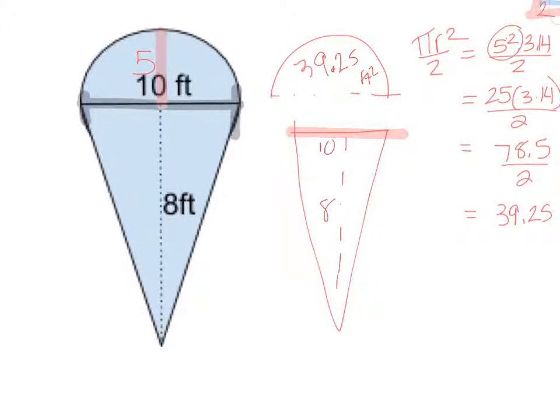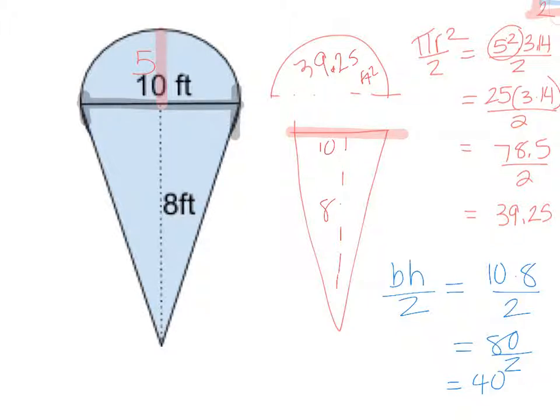When I'm calculating the area of a triangle, I do base times height divided by 2. The base is 10, the height is 8. 10 times 8 is 80. 80 divided by 2 is 40. So the area of the triangle is 40 square inches, or square feet, sorry. That means the area of both together is going to be 39.25 plus 40, which is 79.25.